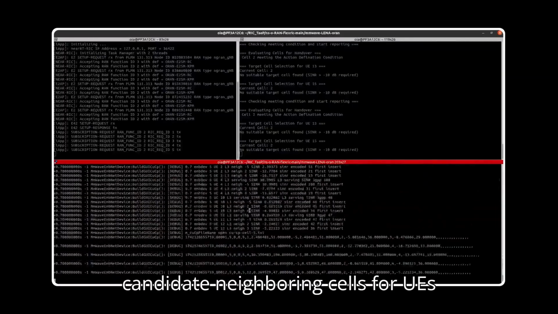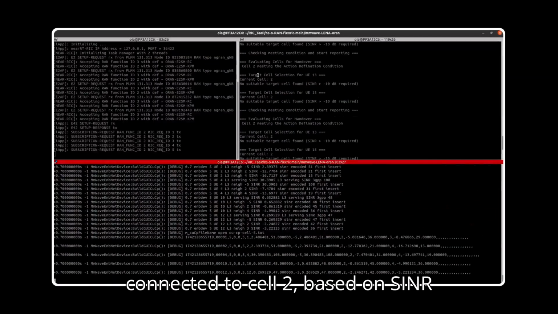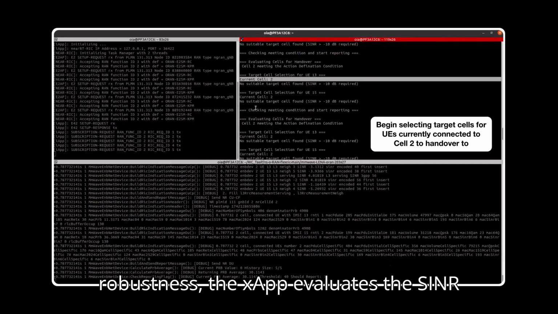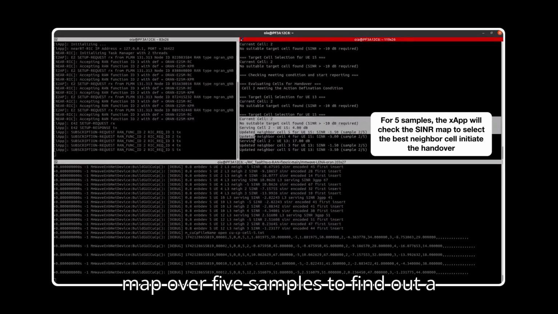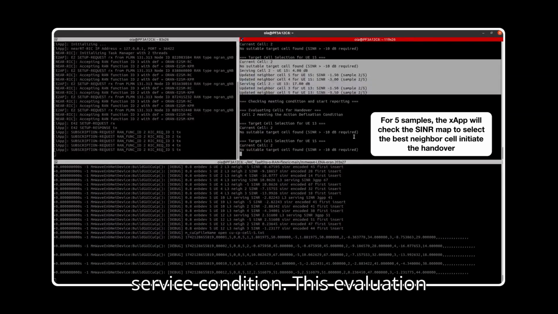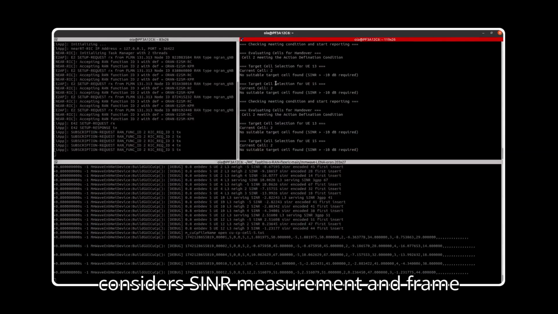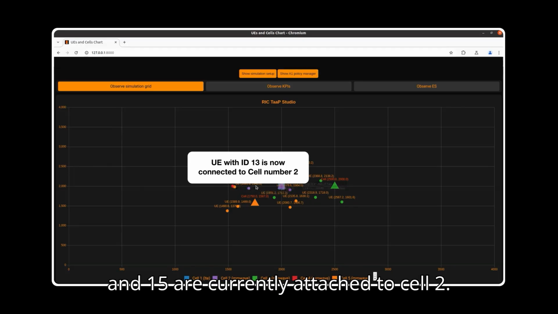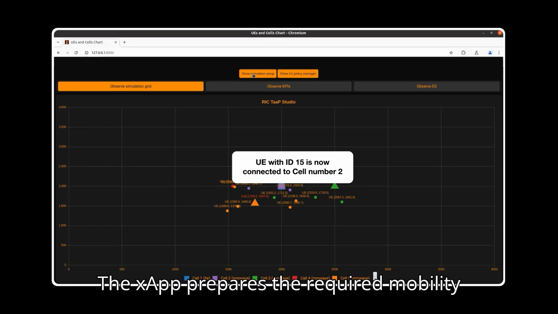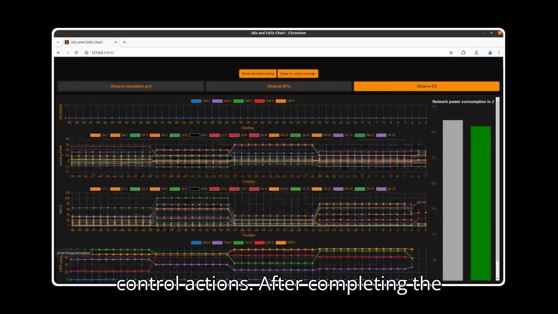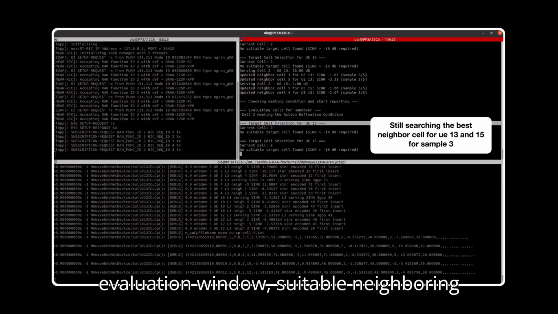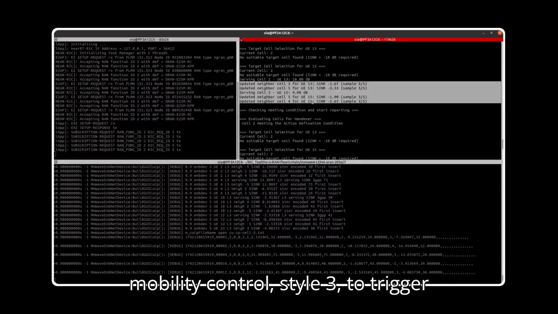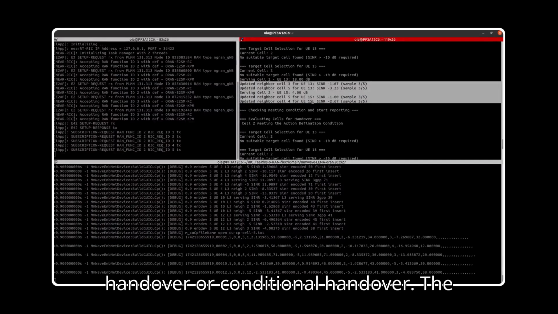It selects candidate neighboring cells for UEs connected to cell 2, based on SINR measurements and available capacity. For robustness, the xApp evaluates the SINR map over 5 samples to find a target cell that meets the quality of service condition. This evaluation considers SINR measurement and frame error rates. We observe that UE IDs 13 and 15 are currently attached to cell 2. The xApp prepares the required mobility control actions. After completing the evaluation window, suitable neighboring cells are identified. The xApp generates RIC control messages using Connected Mobility Control Style 3 to trigger handover or conditional handover.